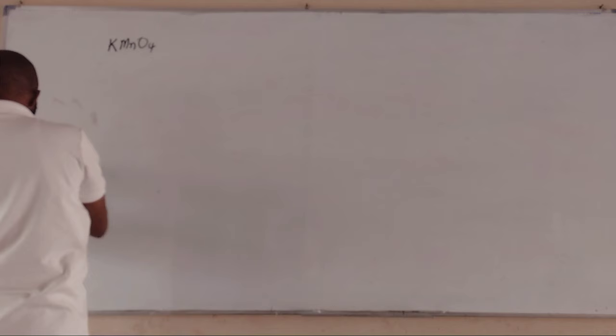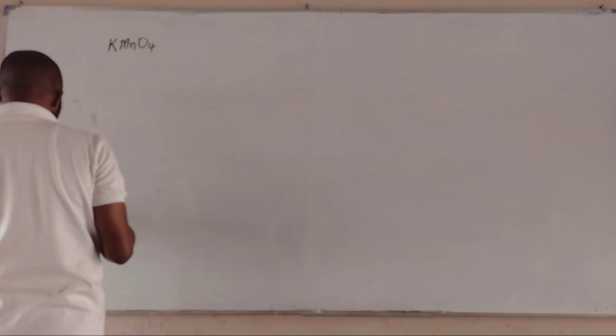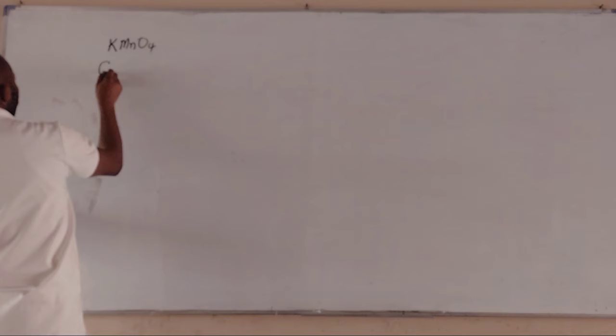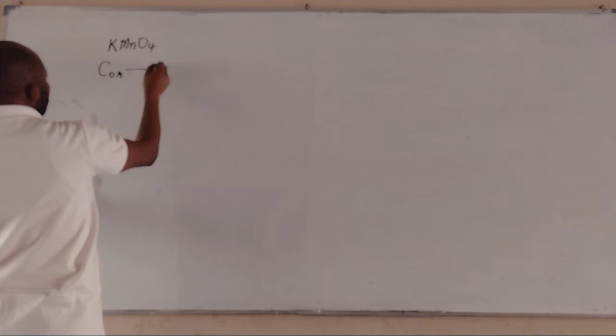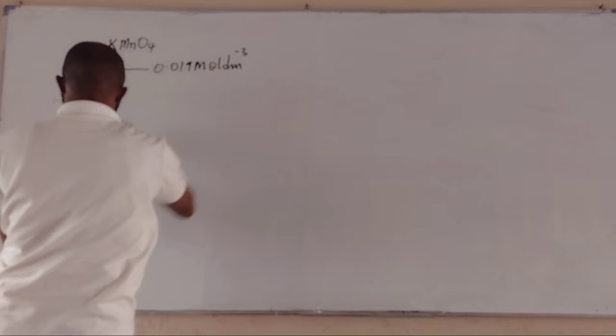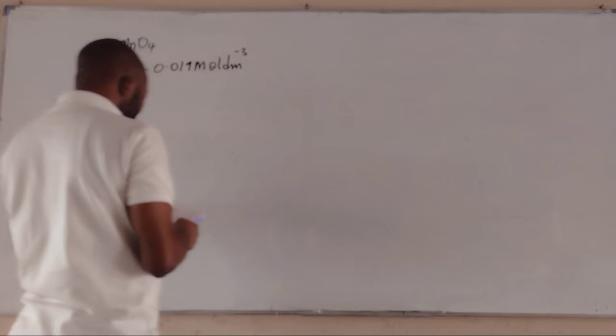So let's say the concentration of the oxidizing agent is 0.019 mole per dm cube. It reacts with 6 grams of ethanedioic acid.